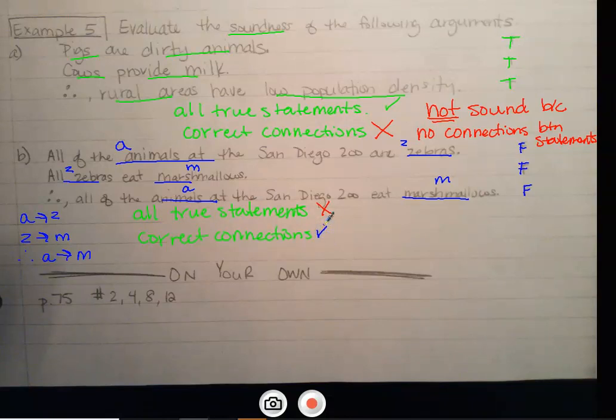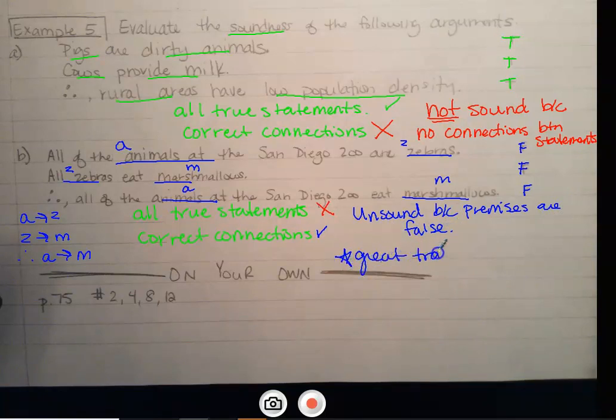It's just that this one is unsound because the premises are false. But I'm going to put a star and say it has great transitivity, though. Because we need to recognize that too.